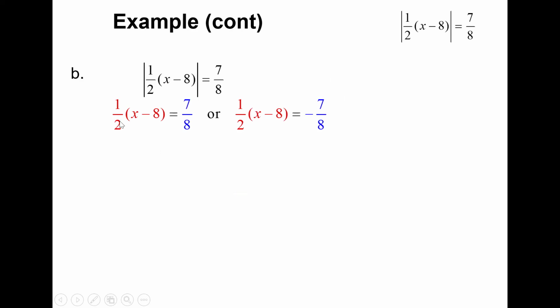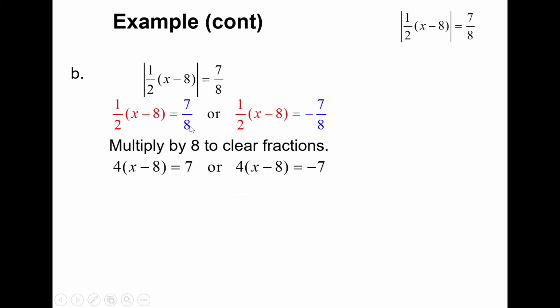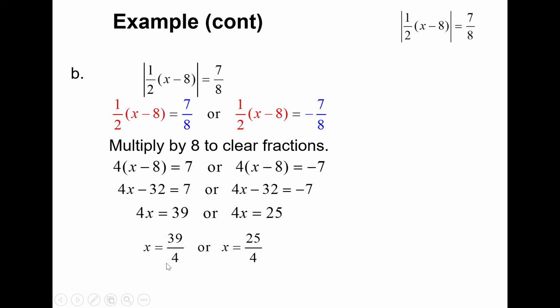Now, let's get rid of this. Multiply both sides by 2. When we do that, well, they're going to multiply by 8. We're going to get rid of fractions. I would say multiply by 2, and then we don't have to worry about that. But we can also multiply by 8 to get rid of the fractions. That's fine. And so now we have this. Now we have to, guess what? Distribute, distribute, subtract, subtract, and then divide and divide. And so we get 39/4 and 25/4.